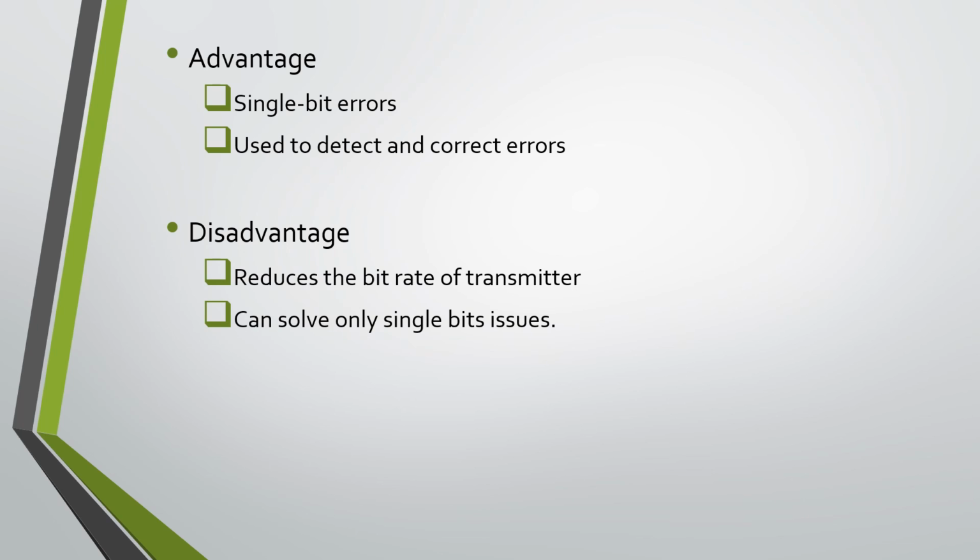Disadvantages of Hamming code are that extra parity bits are added for error correction, which reduces the bit rate of the transmitter. Also, single bit error detection and correction becomes a disadvantage, because if multiple bits have errors, then the outcome may result in another bit being changed which should have been correct. This can cause data to be further errored. The Hamming code algorithm can solve only single bit issues.